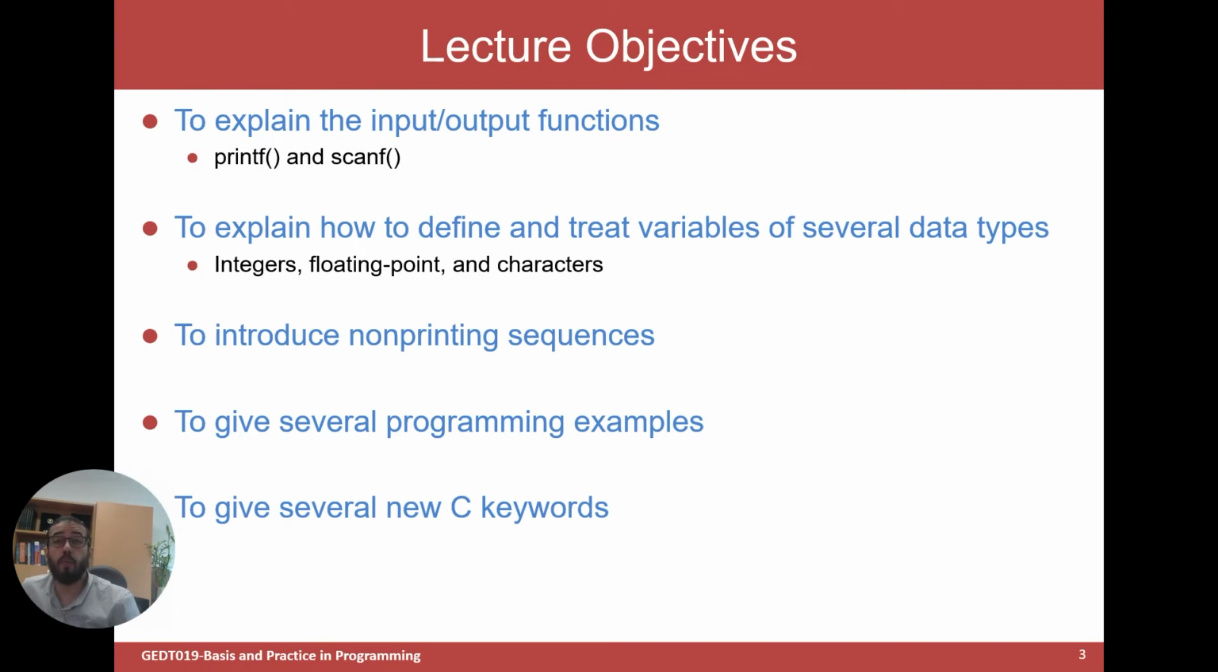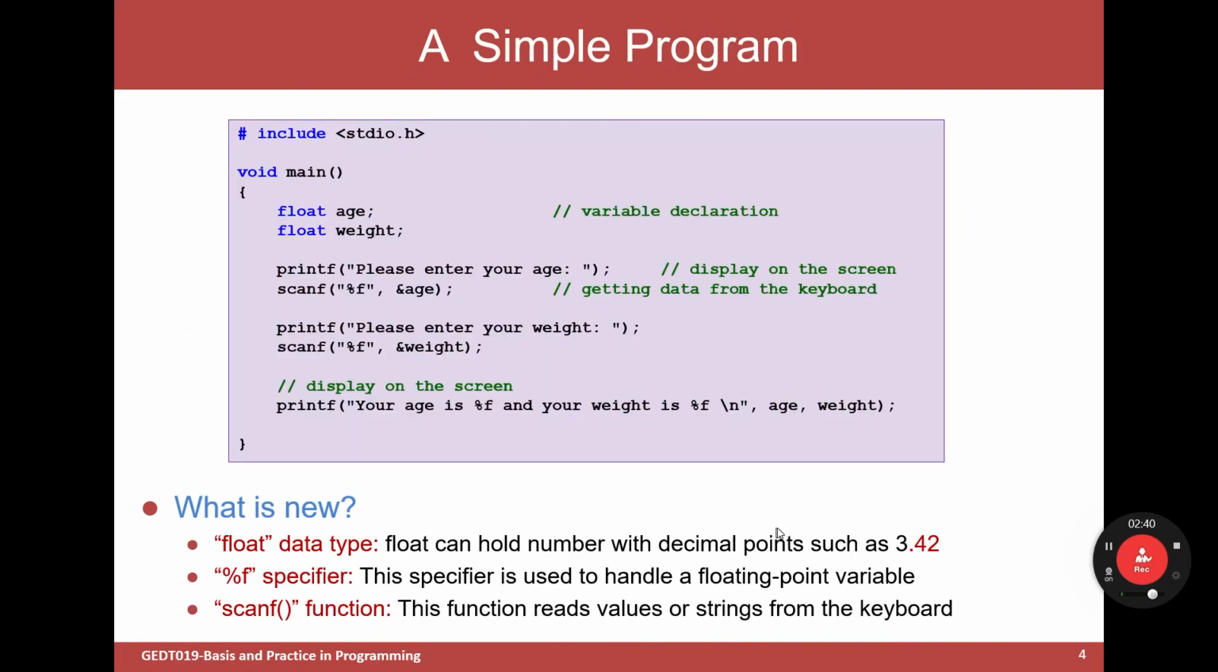Also, we will learn about non-printing sequences: how to print something that is not a normal character, like a tab space, a special character, or characters which do not exist on the keyboard. We will also learn how to format the printing on the screen. So let's start with the first example, about how to print on the screen and read from the keyboard.